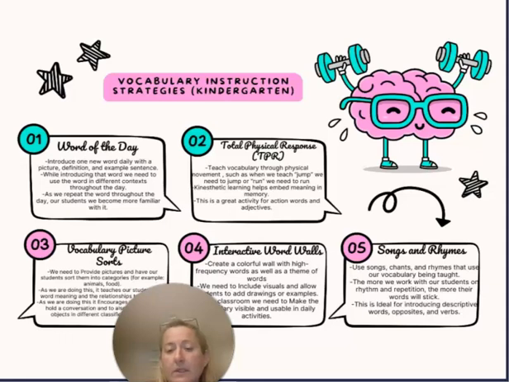Songs and rhymes. Use songs, chants, and rhymes that use our vocabulary being taught. The more we work with our students on rhyme and repetition, the more their words stick. This is ideal for introducing descriptive words and opposites and verbs.